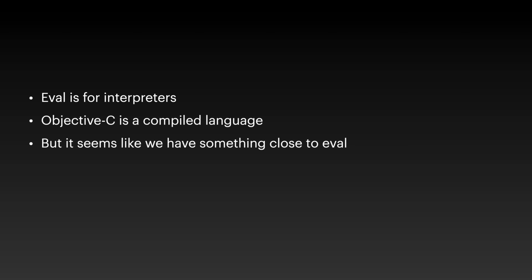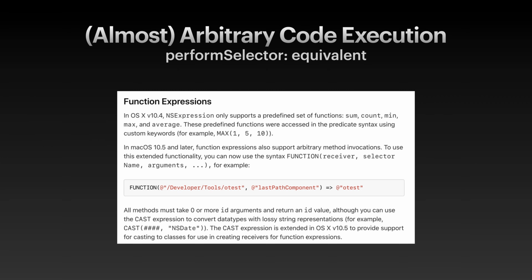Objective-C is a compiled language. How come? But it seems like we have something very close to Eval. It's time to do almost arbitrary code execution. This is a documented feature: function expressions. It was introduced in OS 10.10.4.